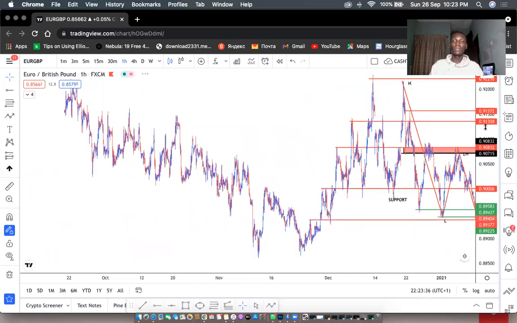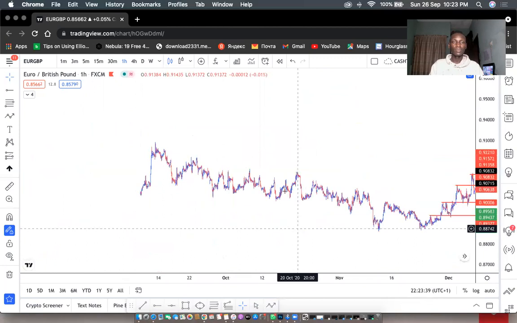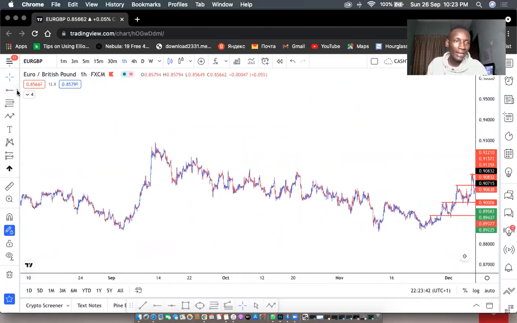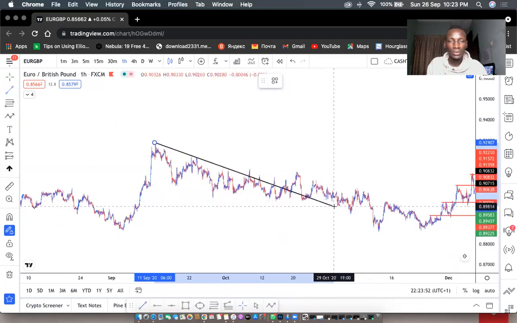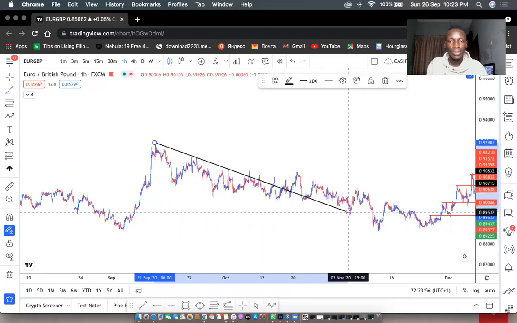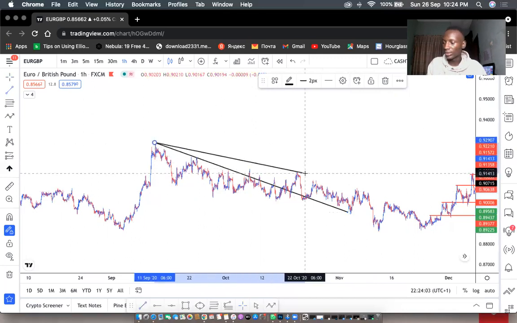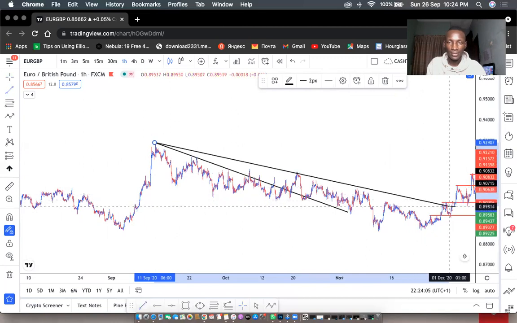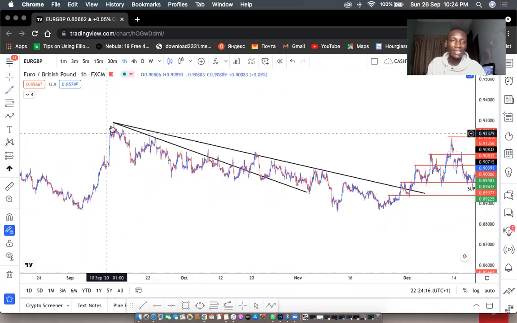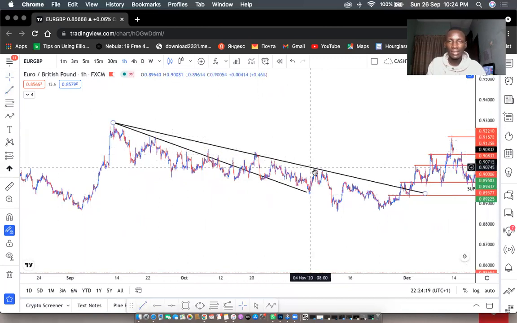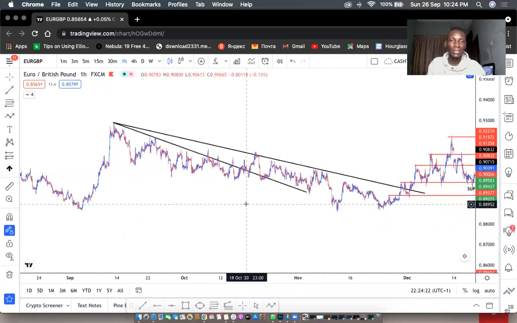Now, let me show you how to identify trend. Now, how do I identify a trend? Connect two or more dots. This can be considered a downtrend, but you can also do this. All I'm trying to do is to connect as many dots as possible. I connected this, this, and this to confirm a sell.